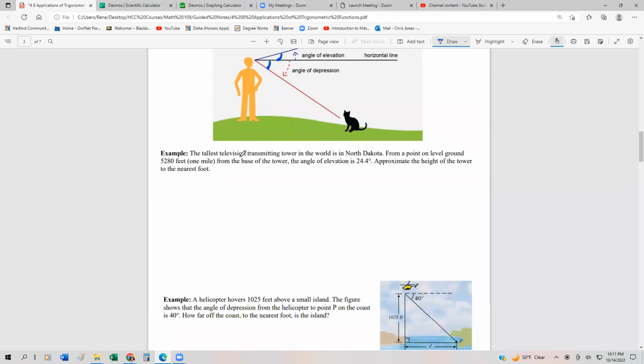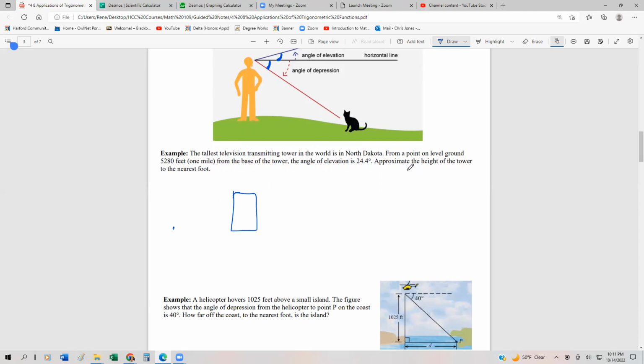So we have the tallest television transmitting tower in the world, which is in North Dakota. From a point on level ground, that means 5,280 feet from the base of the tower, the angle of elevation is 24.4 degrees. We want to approximate the height of the tower. All right, so here is some stationary point on the ground. And then let's say this is our tower.